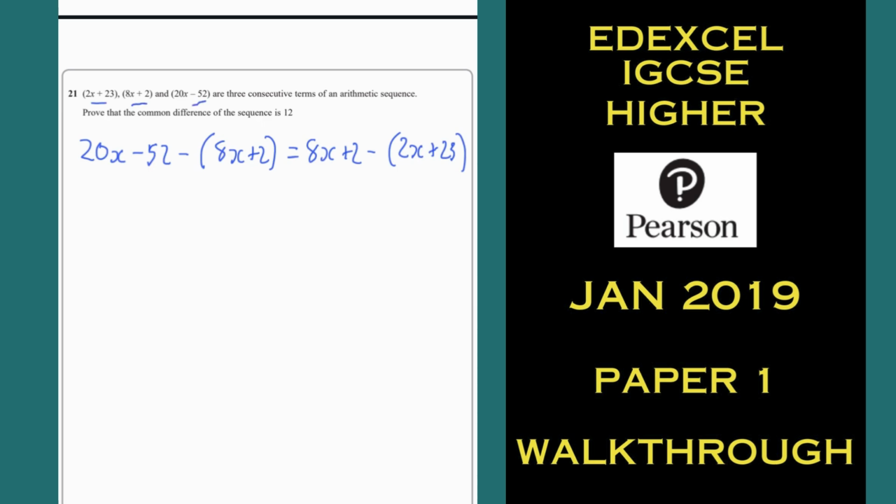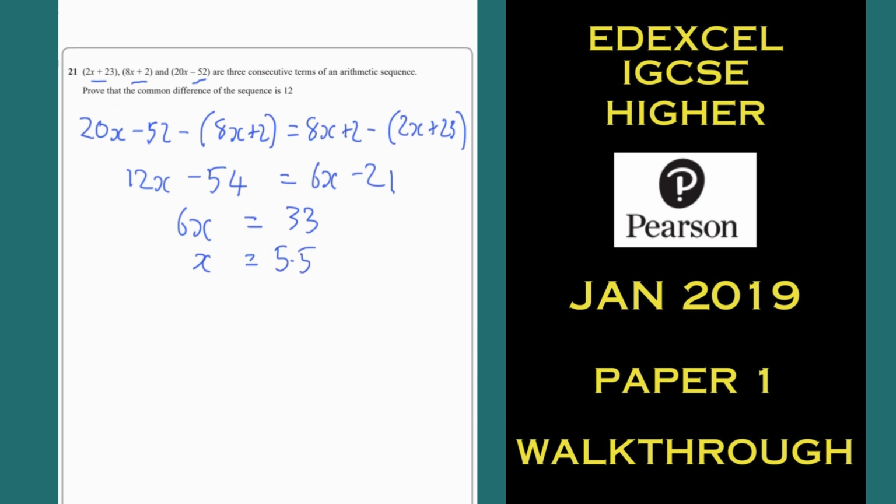So on we go. Let's simplify the left. Got 20x minus 8x. Got minus 52, take away 2. Right hand side, 8x take away 2x. And 2 minus 23. Let's isolate the x's on the left. So take 6x from both sides, adding 54 to both sides. We get x to be 5.5.